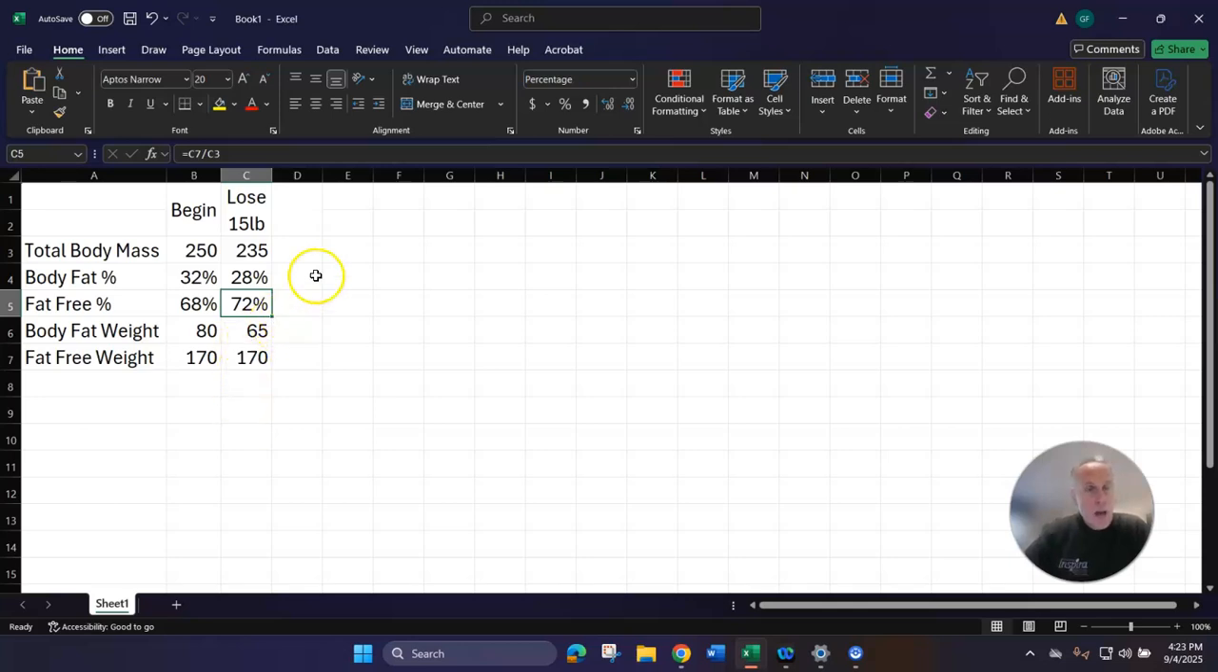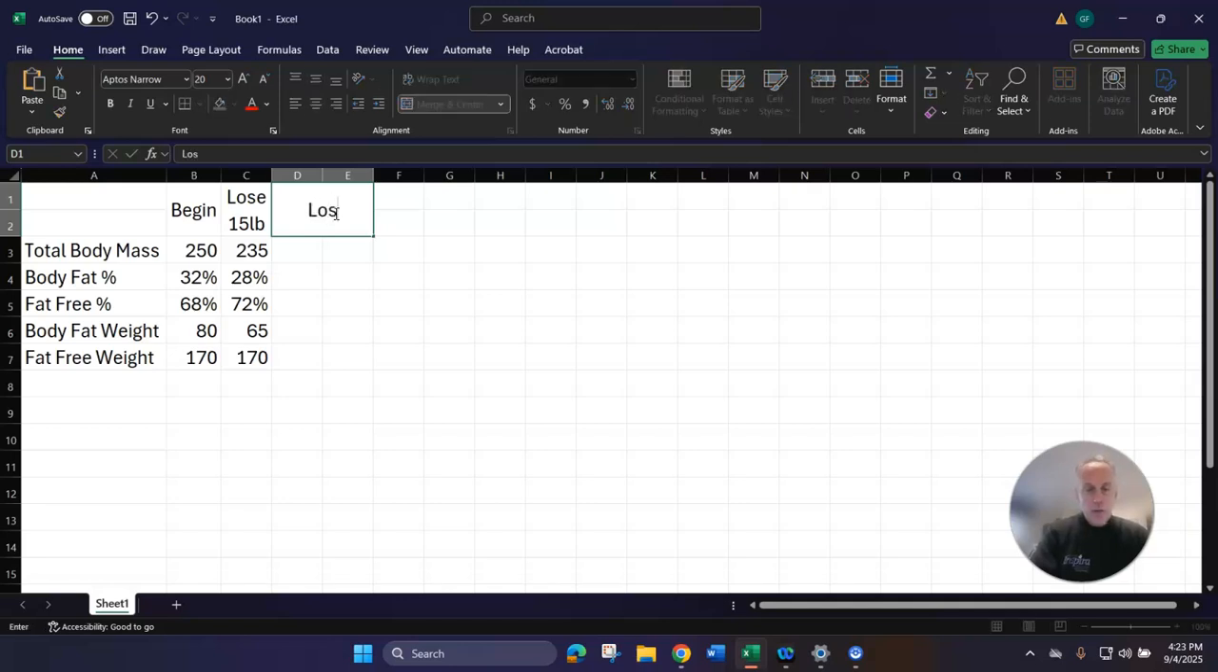What'll probably happen more accurately is it'll be a combination of this. If we can just do a merge and center here, because this person will probably want to maybe lose 20 pounds, but they want to add 5 pounds of muscle or lean or fat-free weight in this example.